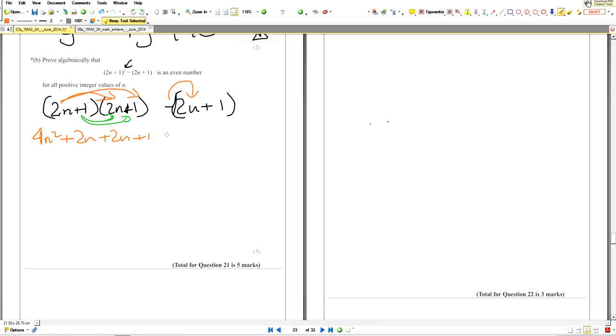So minus 1 times 2n is minus 2n. That's actually an n, sorry about that, that's my handwriting. What's minus 1 times plus 1? Minus 1. Okay, are we happy with that so far? So what we need to do now is a bit of cancelling. Plus 1 and minus 1 cancel each other out.